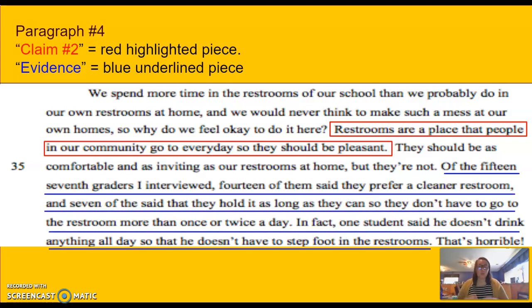Here's some evidence, a wonderful statistic to prove her point. Out of the 15 seventh graders I interviewed, 14 of them, 14 out of 15, okay, think about that statistic, that fraction, said they prefer a cleaner restroom, and 7 said they hold it as long as they can. So that's 2 statistics weaved into one chunk of evidence there. That's how she's supporting this claim that people go into the restroom all the time. They want it to be nice for them. And students have said it just isn't nice for them right now, right? So those are really good statistics that act as evidence.